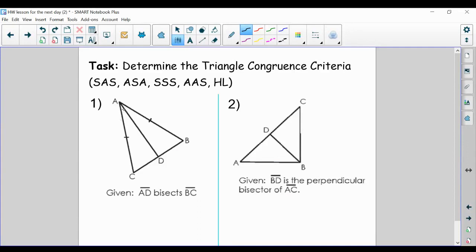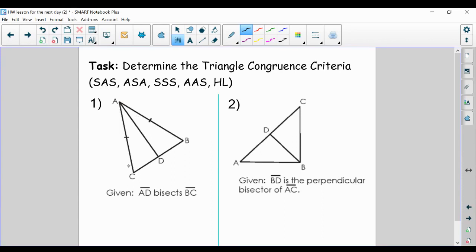Now we have to determine the triangle congruency criteria to use to prove the 2 triangles are congruent. So what we mean is triangle ACD and triangle ABD. How do we prove these 2 triangles are congruent? By using the 5 triangle congruency criteria: side, side, side, side, angle, side, angle, side, angle, angle, angle, side, and HL.